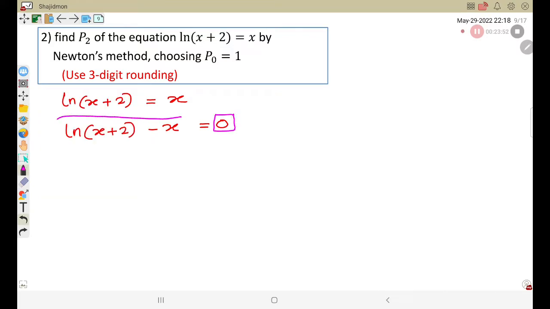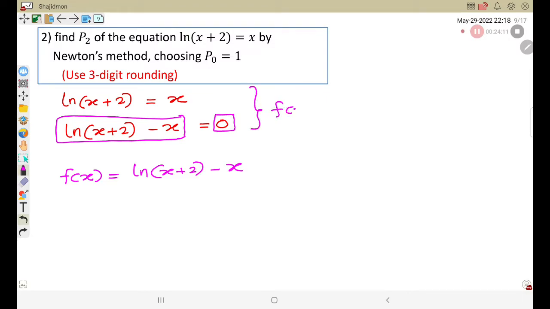Then this value we are calling f of x value. Okay, so what will be f of x in our question? F of x equal to len of x plus 2 minus x. Okay, right side should be 0, then only it will come like f of x equal to 0. Okay, right side should be 0. So we will get f of x equal to len of x plus 2 minus x.